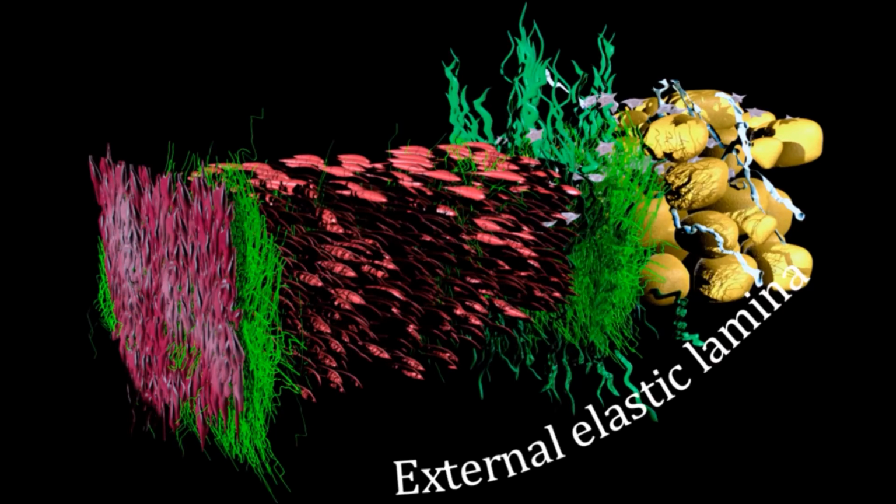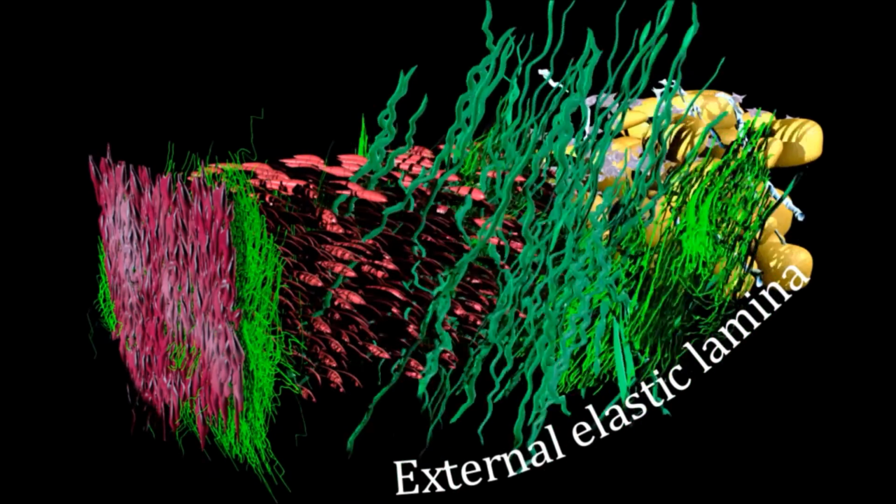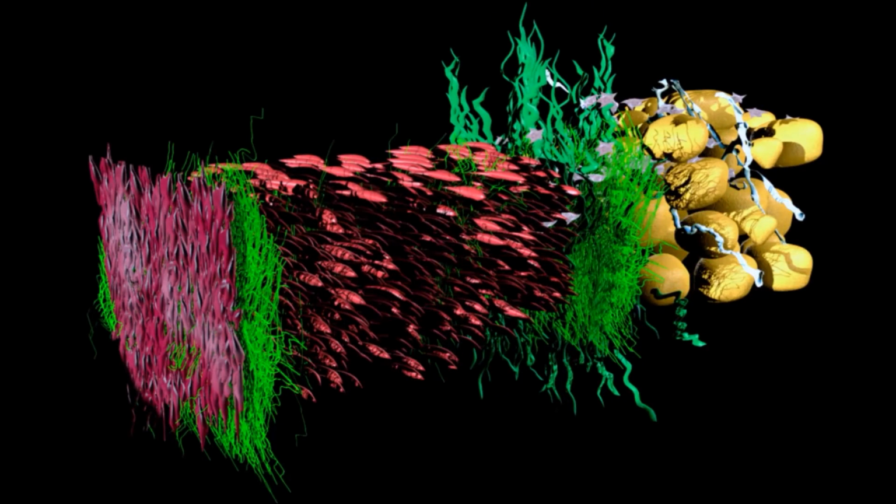External elastic lamina marks the border between the tunica media and adventitia. It isn't as clearly defined as internal elastic lamina.